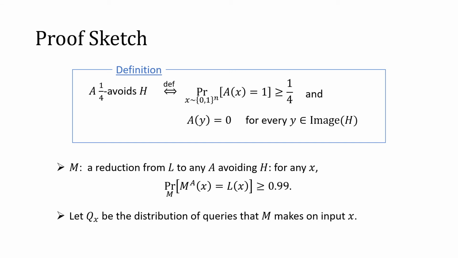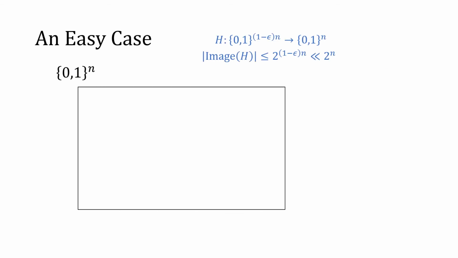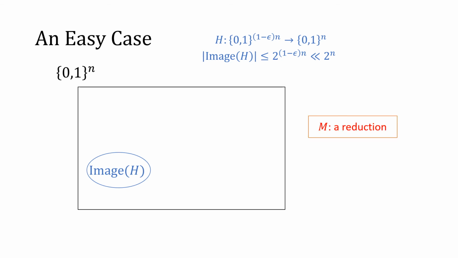Since this is a randomized non-adaptive reduction, we can take a distribution of queries, which we denote by Q sub x. This is a distribution of queries that M makes on input x. Pictorially, we are going to consider a function H whose image is quite small compared to all the n-bit strings, so that the image of H looks like this, which is quite tiny compared to all the n-bit strings. Now we have a reduction M which makes some queries.